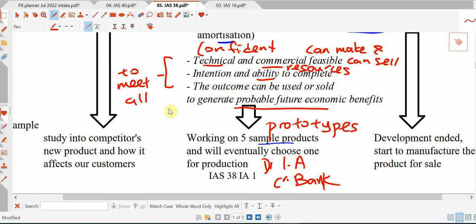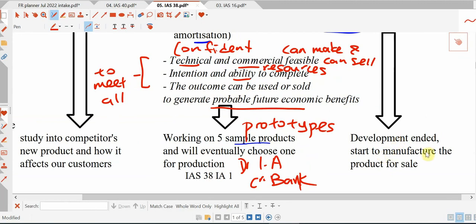So after the few months or few years, you finally have chosen one for production. That means the development has ended. Start to manufacture the product for sale. And this will be under IAS 2. Inventory, when you're making the product to sell.